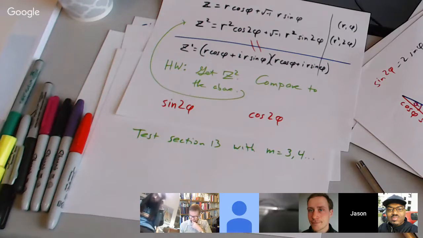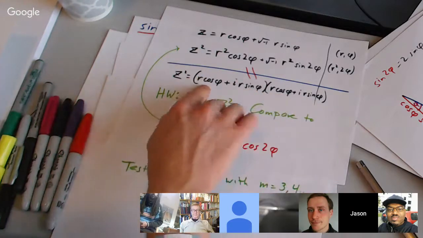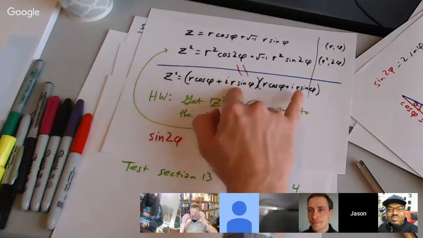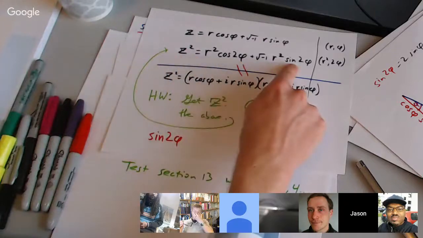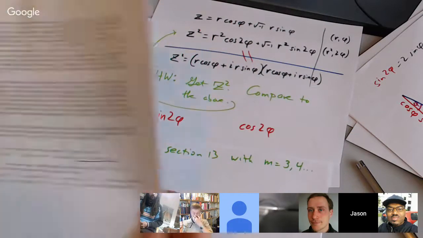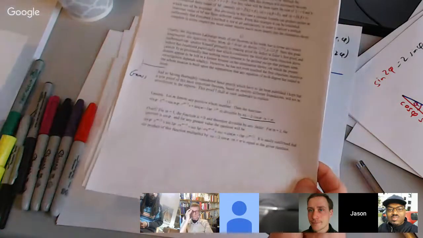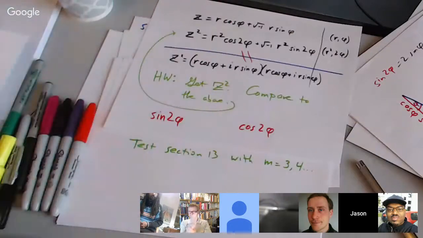So work on that over the next week. Multiply this times itself, FOIL it. This times this, plus this times this, plus this times this, plus this times this, and compare it with here. And then secondly, go back to section 13 in the paper and try plugging in values of m. We did 1 and 2 today. Try it with 3 and 4 on your own. And if you have any questions along the way, email me. We can do another little call here or there, but that's what I'd like you to do for next time.